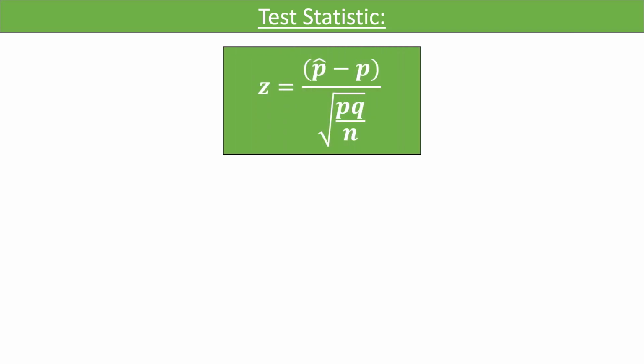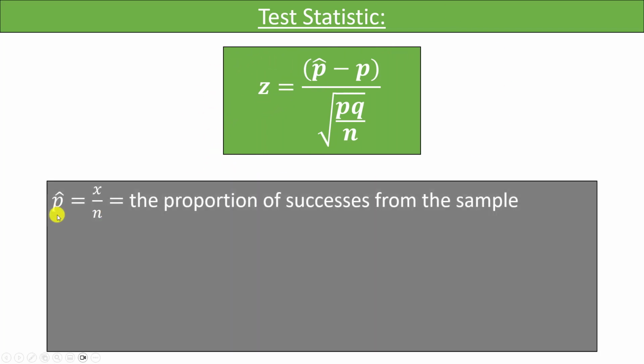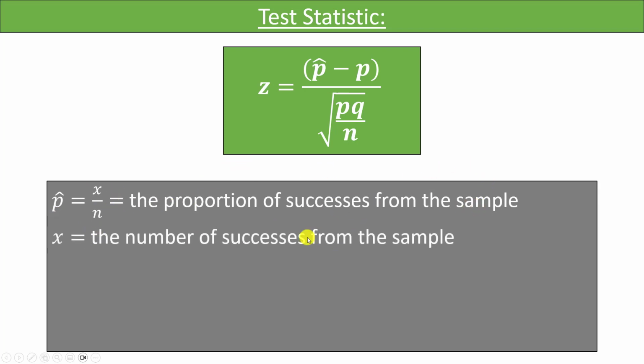In step 2 of the hypothesis test, we will have to calculate a test statistic. We will use this formula for the z-score in order to find our test statistic. P-hat in the formula is the proportion of successes from your sample. You will need to calculate this by taking x, the number of successes from the sample, and dividing by n, the sample size. X would be like the number of individuals who liked math from your sample, and n would of course be your sample size.